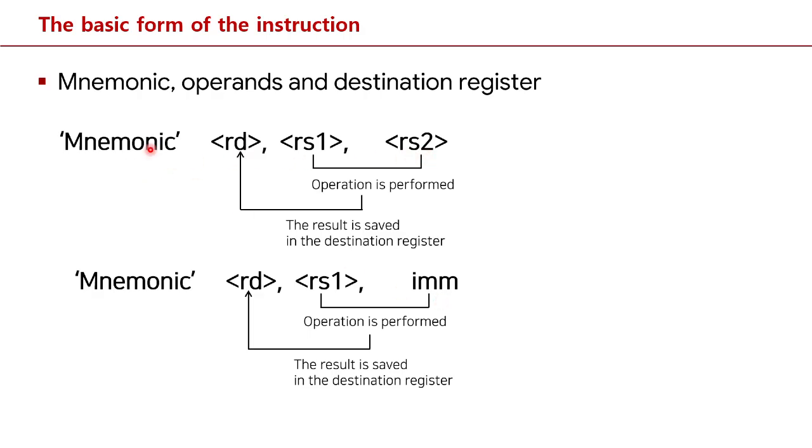As for this basic format, the second operand is a register. So we call this kind of assembly instruction an R-type assembly instruction.